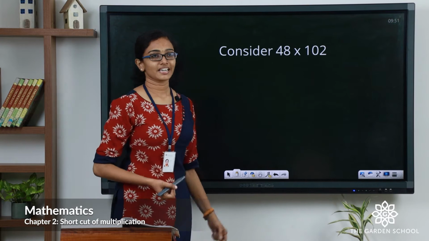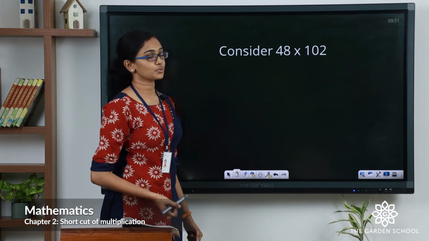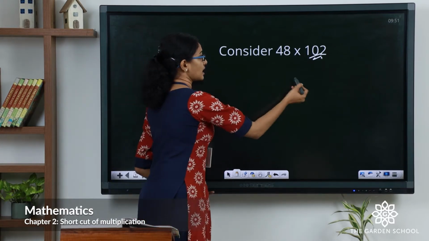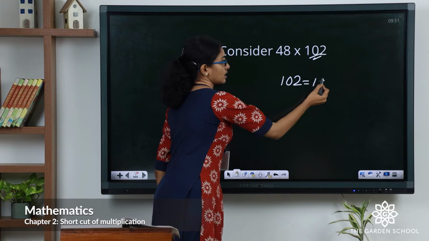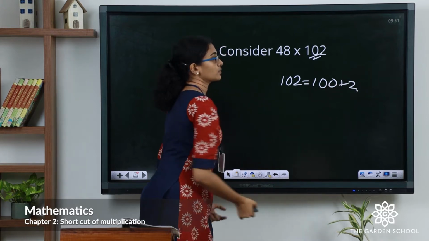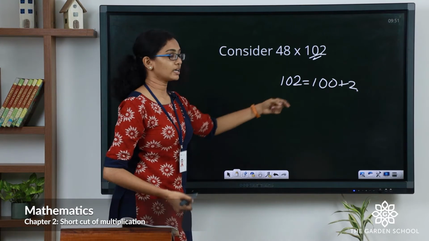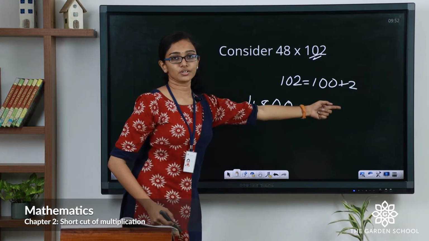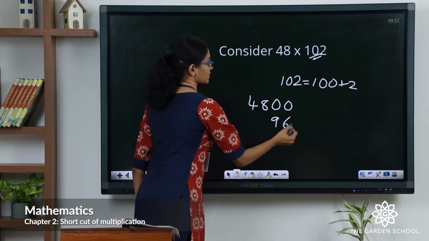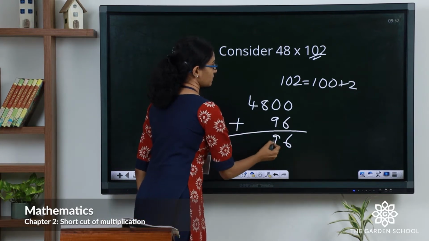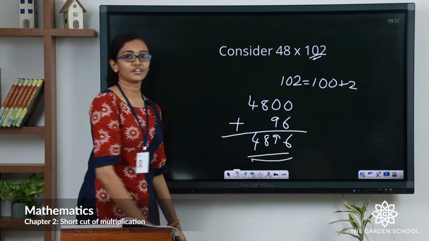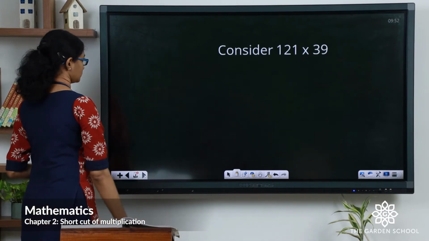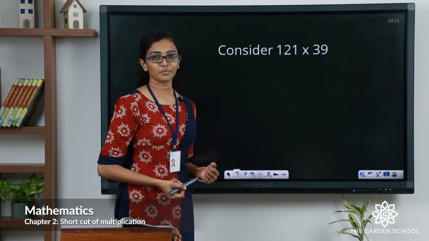Look at this multiplication. 48 into 102. As 102 is closer to 100, we'll rethink this 102 as 100 plus 2. Okay. We can easily do 48 into 100, which is equal to 4800. And what is 48 into 2? It is 96. So, the product will be 4896. You'll get the product in just 2 steps. Now, we'll see one more example.